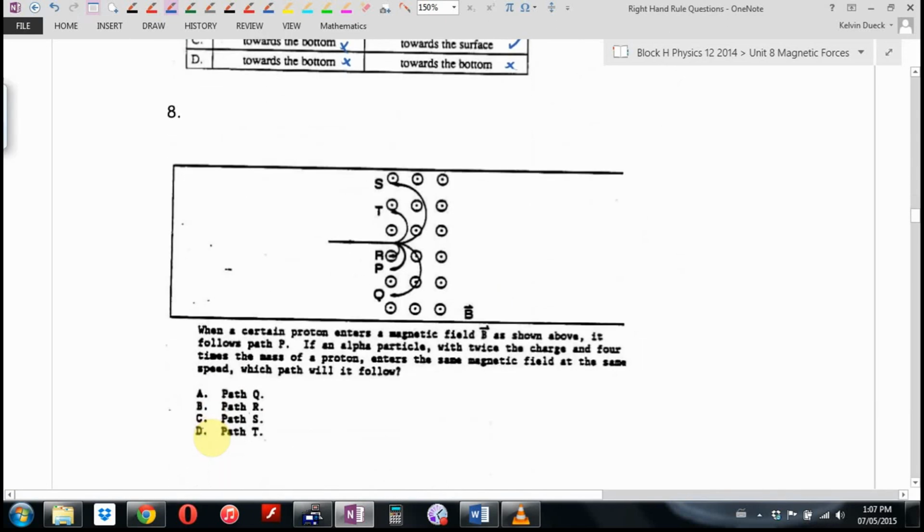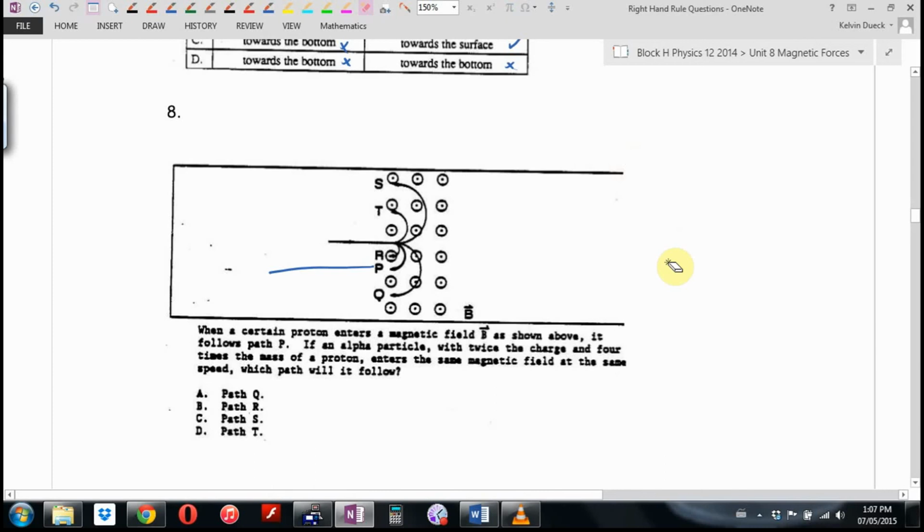Number 8. When a certain proton enters a magnetic field as shown above, it follows path P. That's this one here. By the way, what shape is this proton tracing out? A circle. Mr. Dueck, does that mean we're going to be able to say magnetic force equals circular force? Preview of coming attractions. But yes.